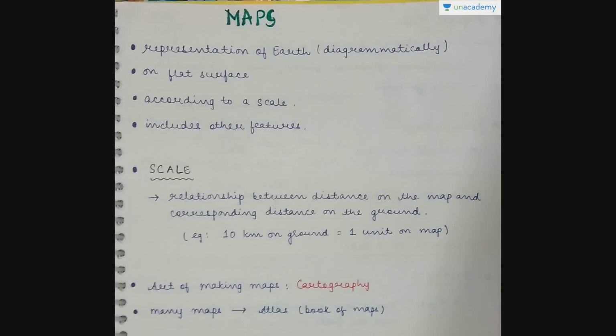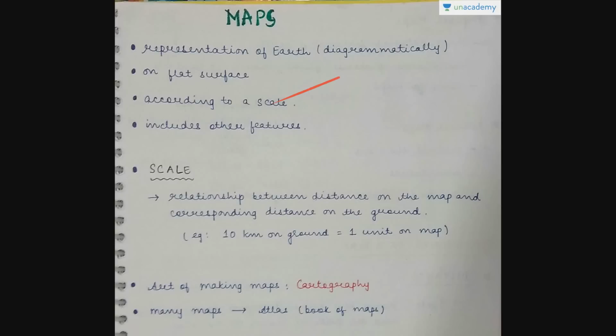Now this is lesson number 4, which is on maps. What are maps? They are the diagrammatical representation of earth. When we represent the entire earth in the form of diagrams on paper, this is known as maps. This is done on a flat surface, on paper, or a board or anything, but on a flat surface.